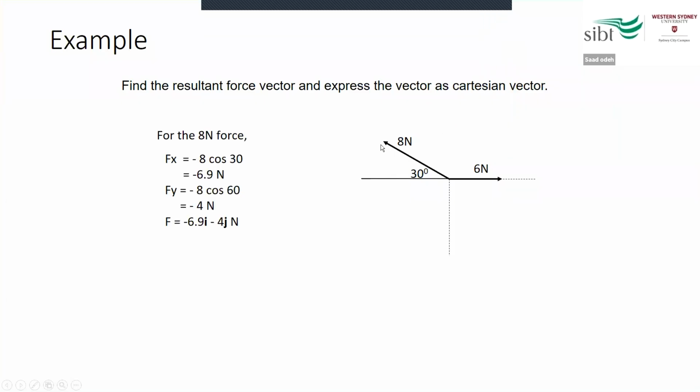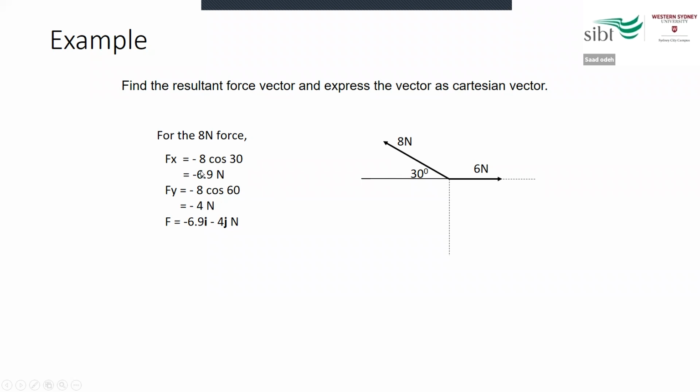For the 8 Newton, we can simply use the angle here and the Pythagoras rule. So we can say 8 cosine 30 and give it a minus because the x-axis is opposite to the actual one, which is to the right. In this case, we have it to the left, so to the left we give it minus. So we find the value of Fx for the 8 Newton force, and also the y component for the 8 Newton by saying 8 cosine 60 or 8 sine 30, same thing.